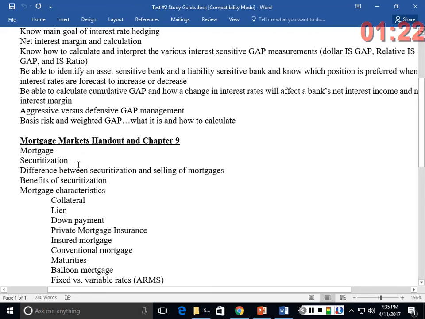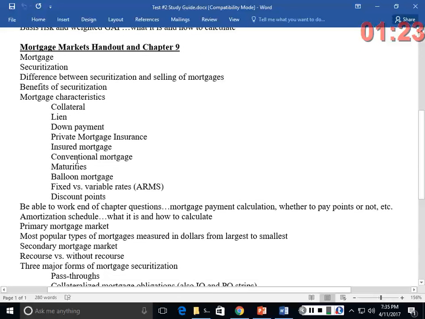What is securitization? Let me move this up. The difference between securitization and simply selling a mortgage. What's the difference there? What are the benefits of securitization? Also, mortgage characteristics. We talked about definitions of each of these. What is collateral? What is a lien? What is a down payment? What is private mortgage insurance? The difference between an insured mortgage and a conventional mortgage.